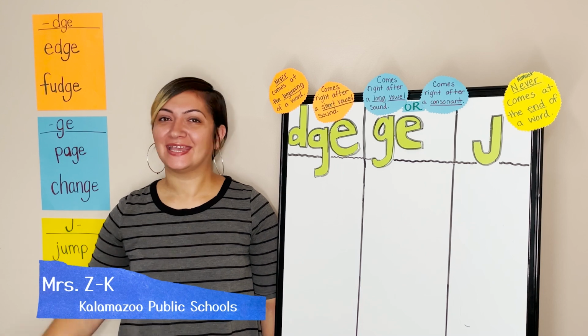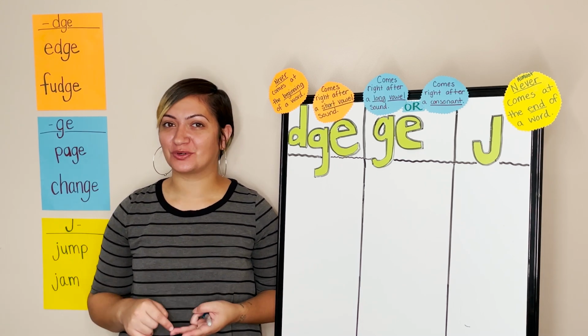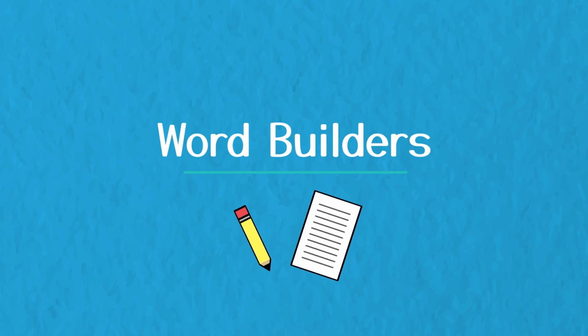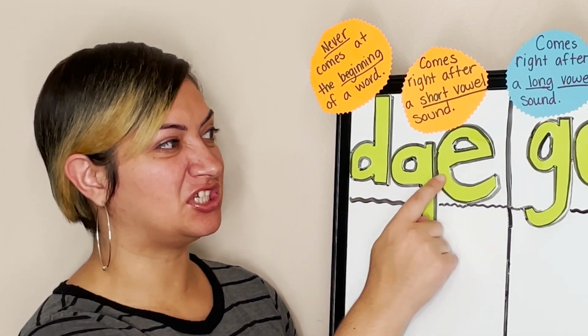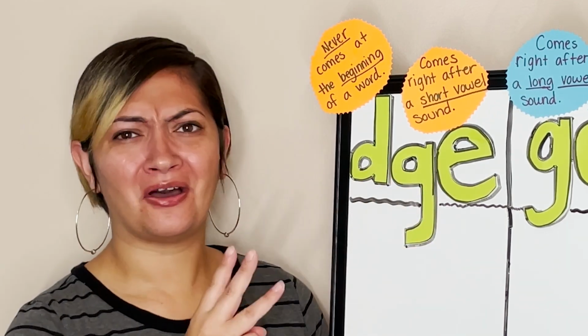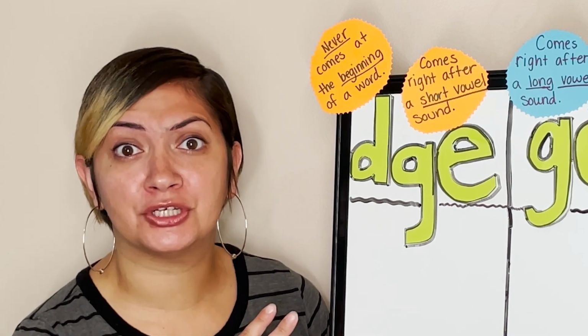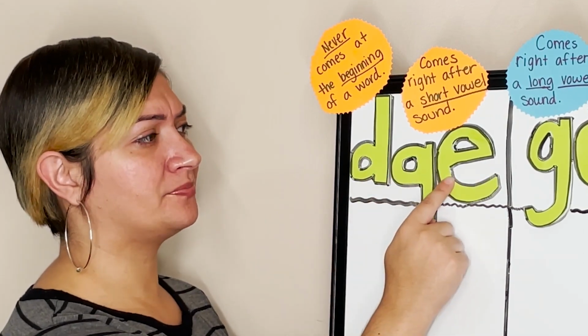I'm Mrs. EK, and today we are going to work on reading, writing, and sorting words with the J sound. One way to spell the J sound is with D-G-E. I know, right? Three letters, all making one sound, J. Well, let's talk about when we use D-G-E.